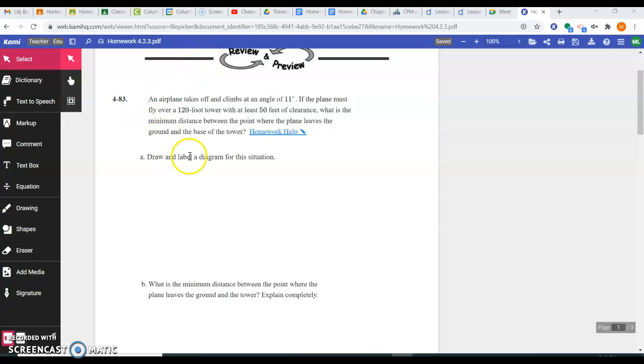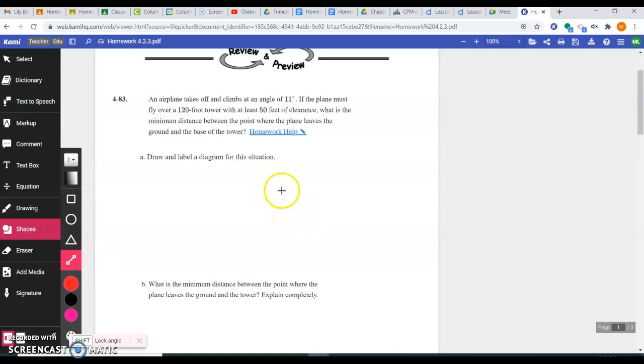All right, here is help for this problem 4-83 in homework 4-23. It is trying to find that missing side of a right triangle, just knowing that angle and one other side. So I'm going to try to draw it out the best I can.